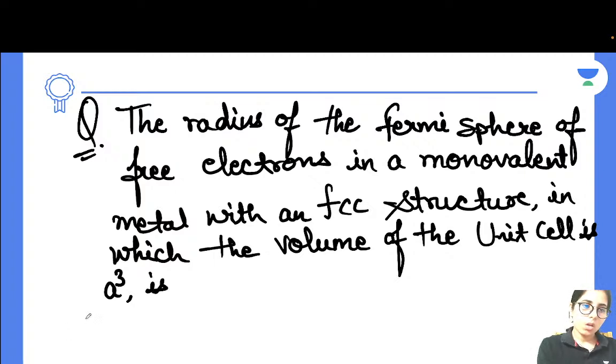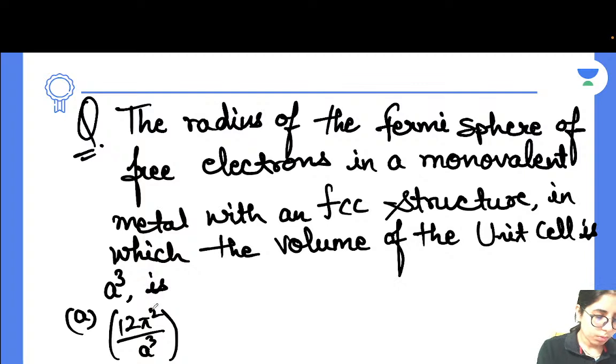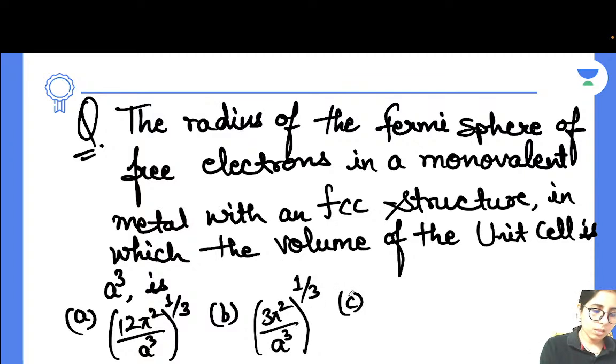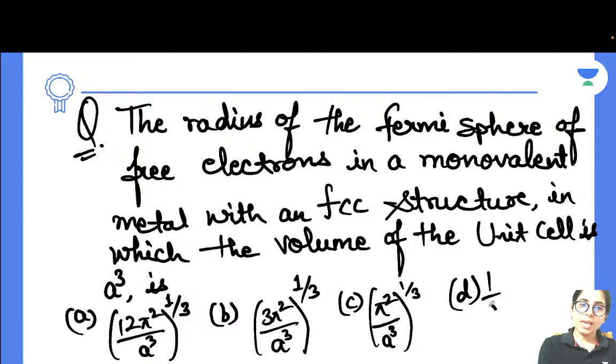Options are: option A, 12 pi square over A cube to the power 1 by 3. Option B is 3 pi square over A cube to the power 1 by 3. Option C is pi square over A cube to the power 1 by 3. Option D says 1 over A.